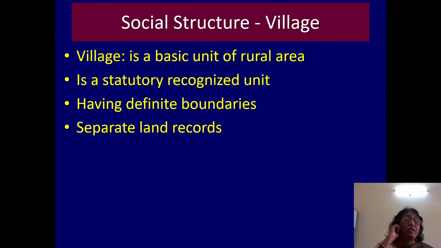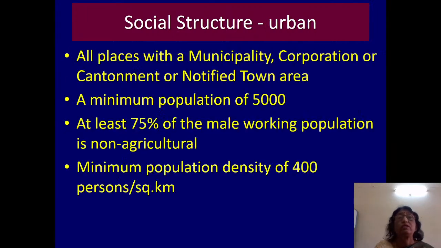When you tell that the patient is from a rural area, what do you mean by rural area or a village? Village is a basic unit of rural area. It is a recognized unit. It has definite boundaries and it has land records. In an urban area, it is within a municipality, municipal corporation, cantonment or notified town area.